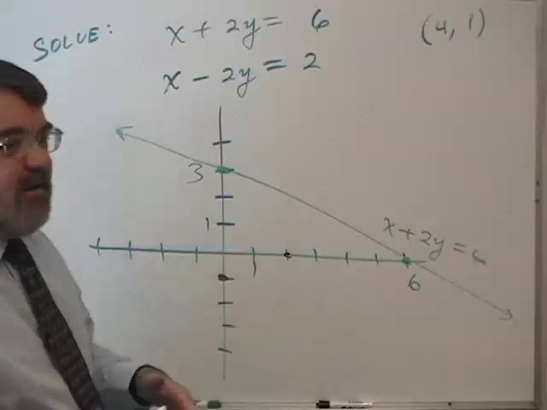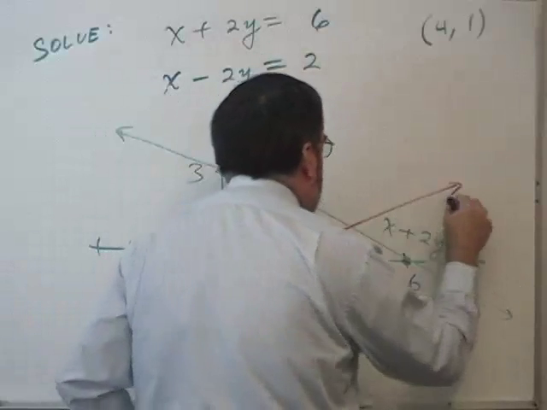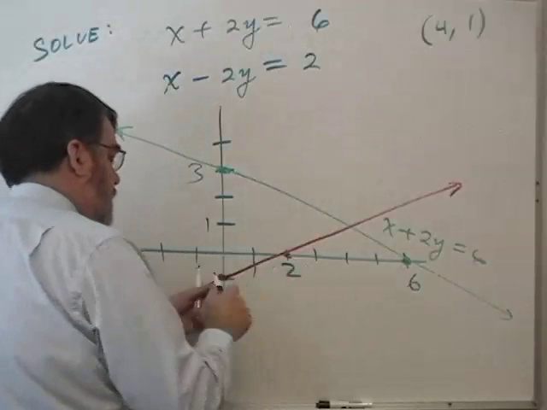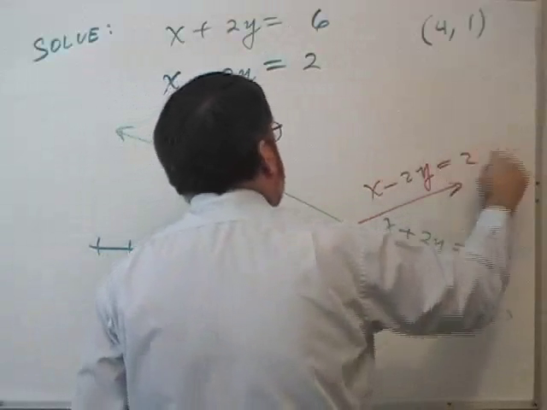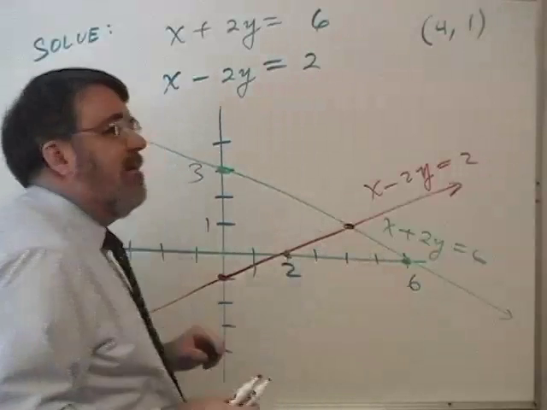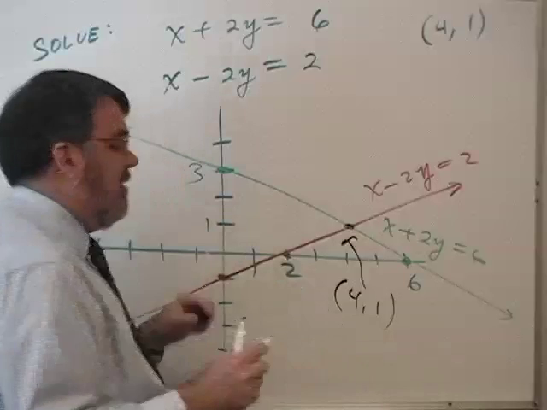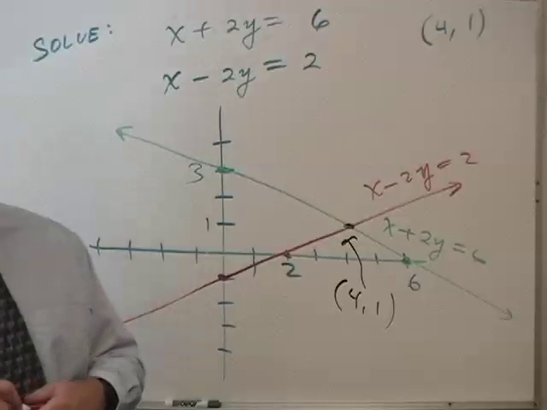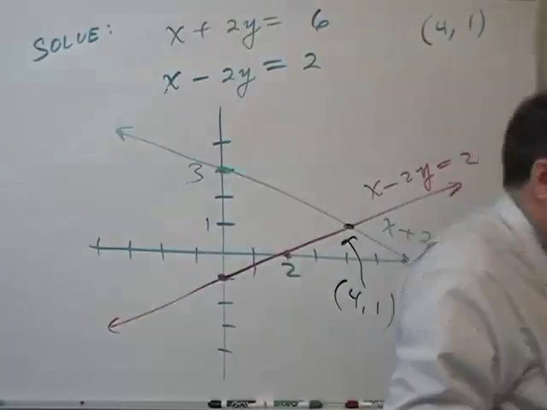So I've graphed by using the x and y-intercepts. Alright, we'll connect the dots. And that forms this line. And I'll write that equation. The red equation is x minus 2y equals 2. And guess what? Look where they cross. Right about there, which is the point 4, 1. So you see it for yourself. That's the solution of a system of two linear equations: the intersection of two lines.